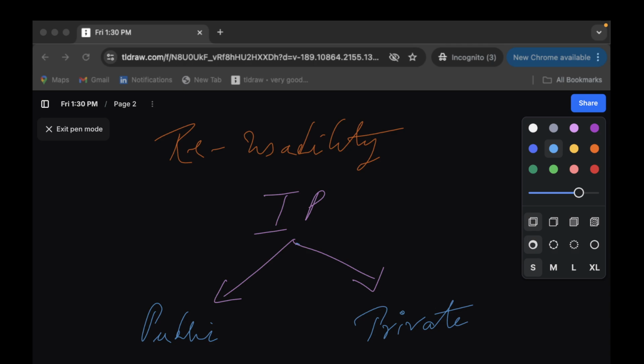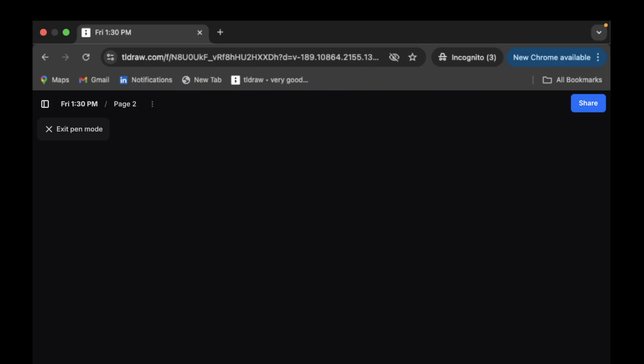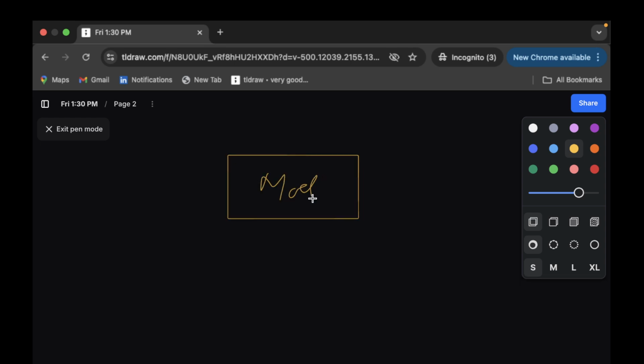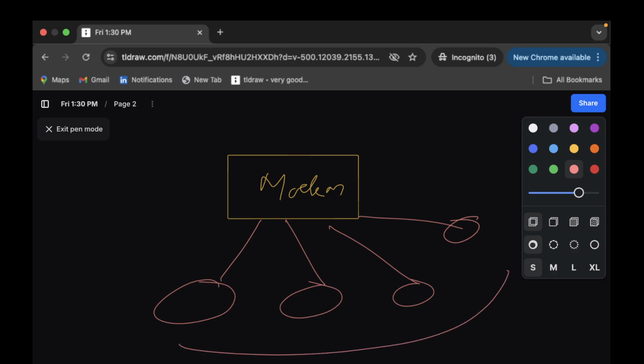For example, if you have a modem here and you connect to this modem, the devices connected on this line are all private IPs. This is the public IP that is going to be visible from the outside. You cannot see the private IPs inside. There is something called network address translation that does that public to private mapping.